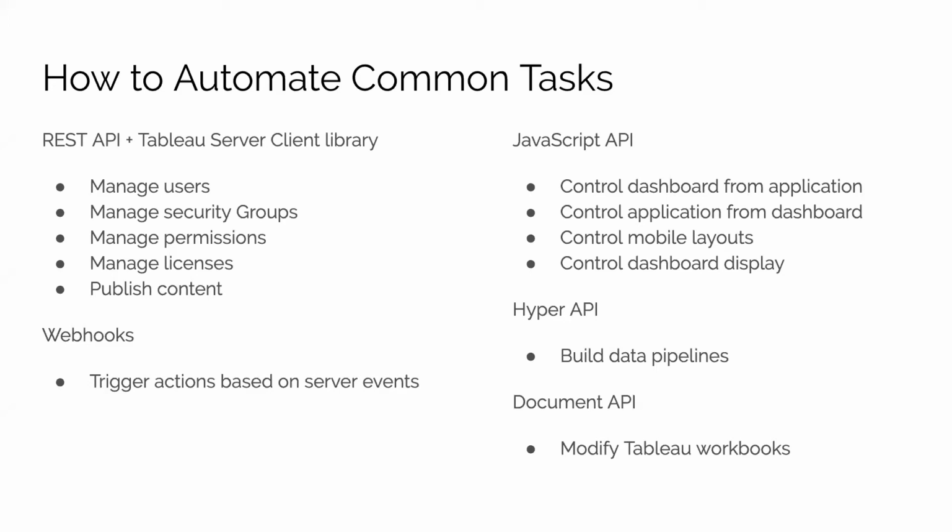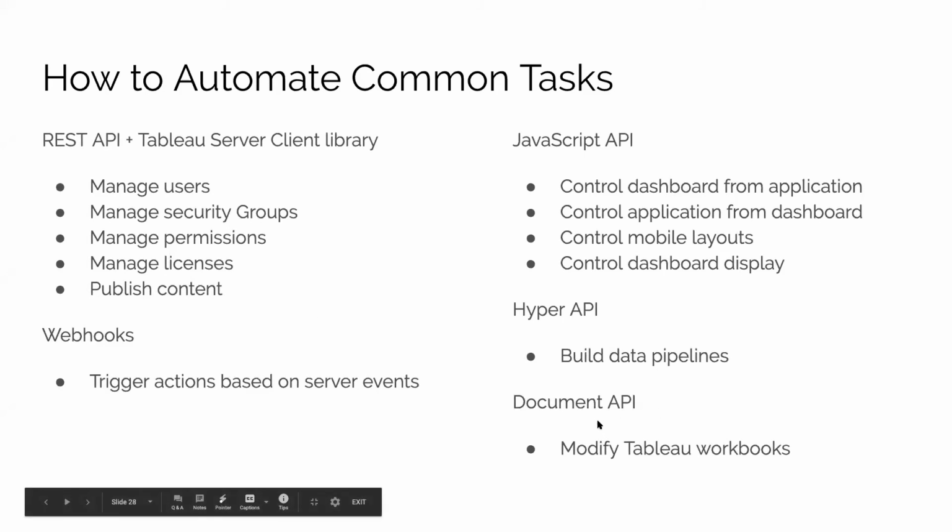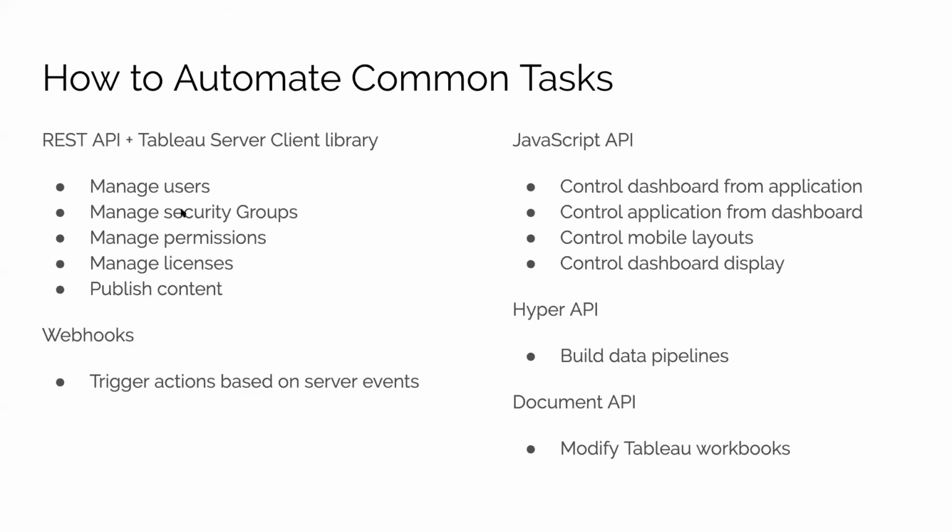Now, the good thing with a lot of these APIs is that they really work in unison with each other. So for example, a common task might be that I want to download an existing workbook from the server. I might want to modify that workbook and then push that back to the server. What I could do is use the REST API to download the content. I would then use the Document API to modify some of that content, and then I would use the REST API to publish that back to the server.